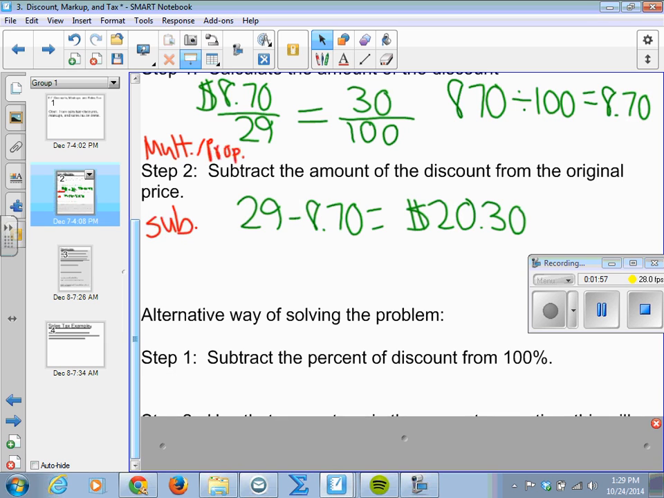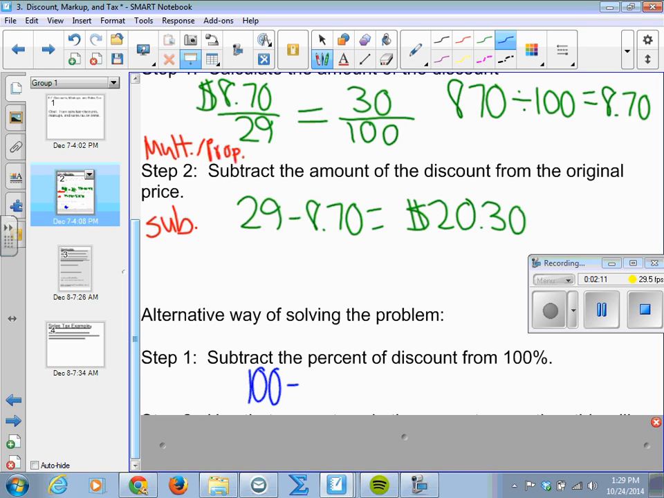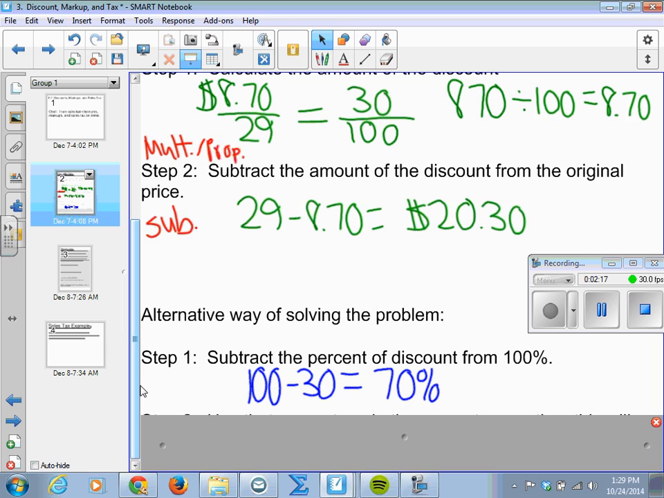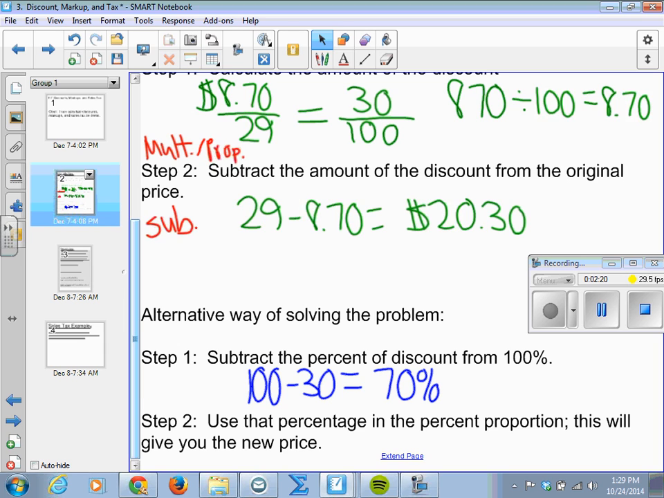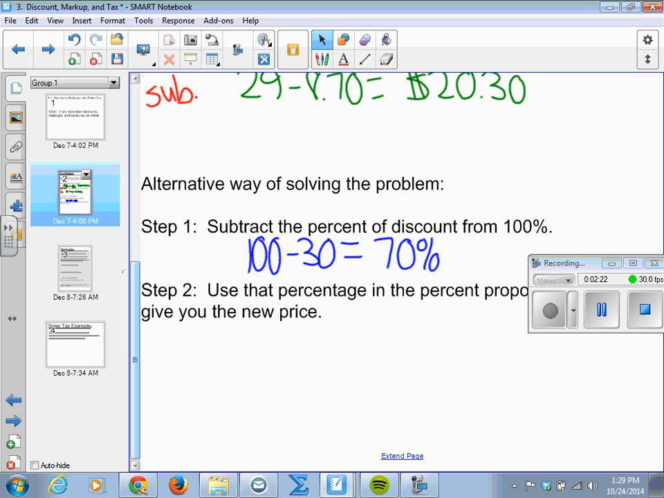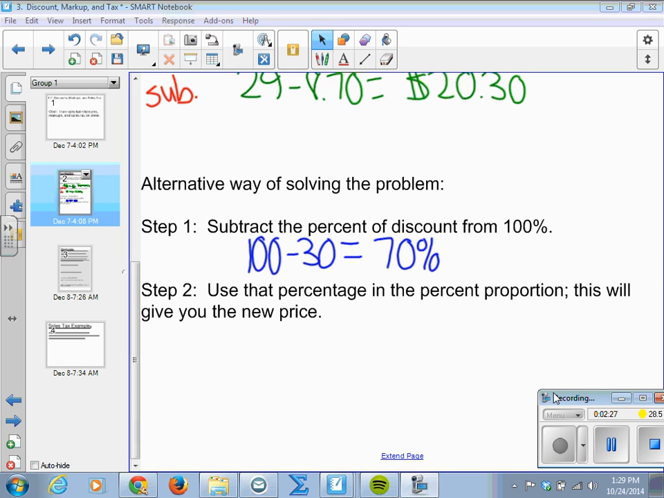We can start by subtracting the percent of discount from 100%. Remember, our original price, $29, is 100% of itself. So if we take off, we do 100 minus that 30, equals 70%. So we are left with 70% of the cost of the jeans. So what we do, we use that percentage in our proportion, and this will give us our new price, which we already know is $20.30.